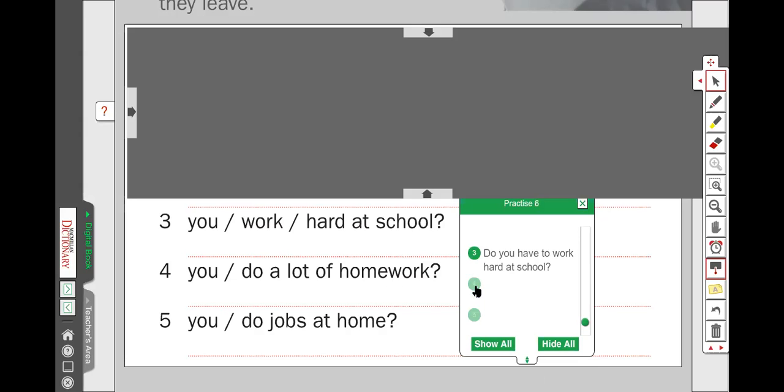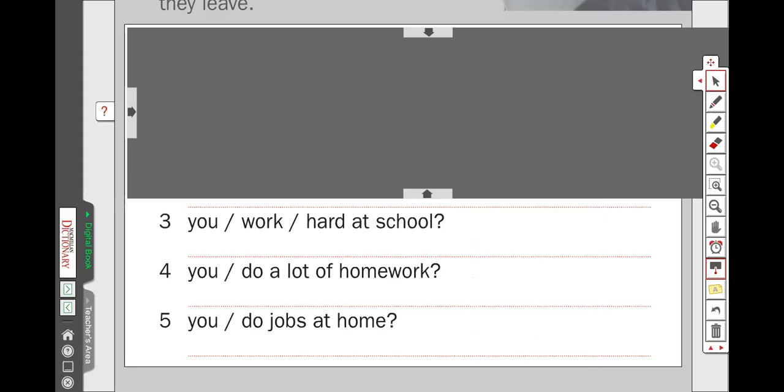What about number 4? You do a lot of homework. Again, we start with do or does, in this case do. Do you have to, and then the verb in simple form. Do with a complement. A lot of homework. Finally, you do jobs at home. Do you have to do jobs at home? All right, well, enough practice for this.